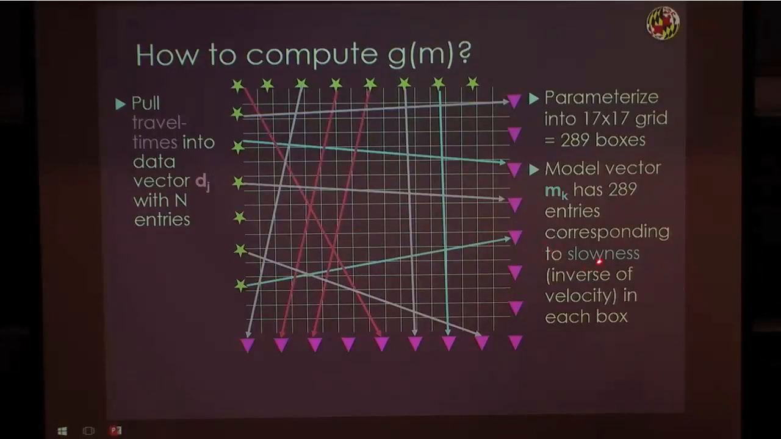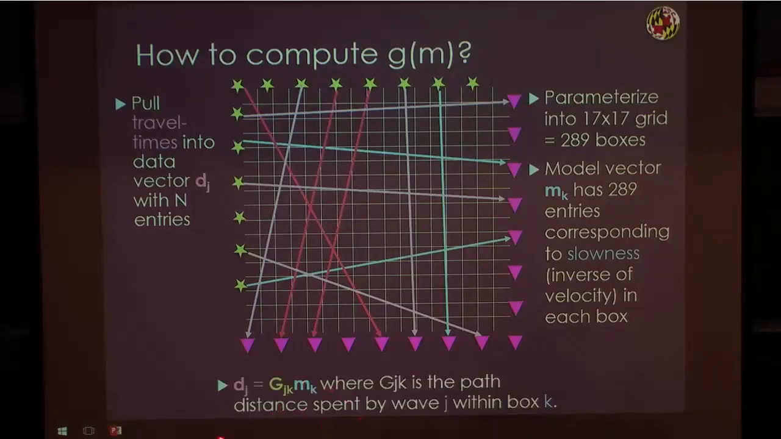And each entry is actually the slowness, or the inverse of velocity, of each box. So if your velocity is 10, your slowness is 1 over 10. If your velocity is 5, it's 1 over 5. And so what you can do then is write an equation like this. You have the data, the travel times, of a particular wave J.